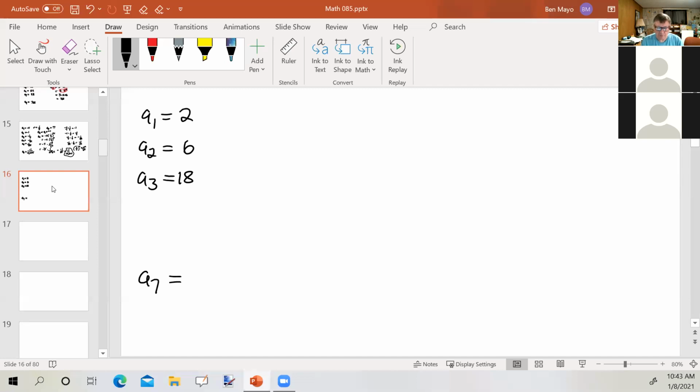Same thing here. If we know that a sub 2 is 6 and a sub 1 is 2, well, 2 times what is 6? 2 times r is 6. So 6 divided by 2 would give you r. So what is r? What's 6 divided by 2? 3. Likewise, what's 18 divided by 6? 3 again, right. So to find the common ratio, you take a term in the sequence divided by the previous term, okay? In an arithmetic sequence, to find the common difference, you subtract. In the geometric sequence, to find the common ratio, you divide.